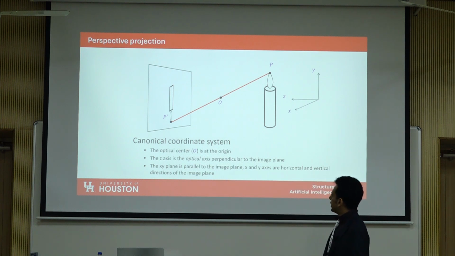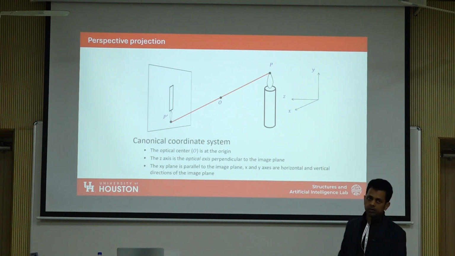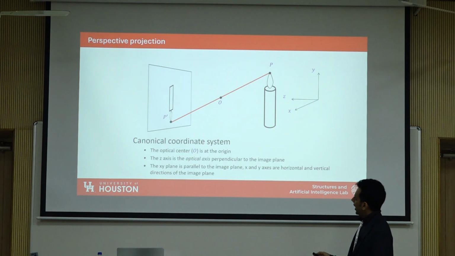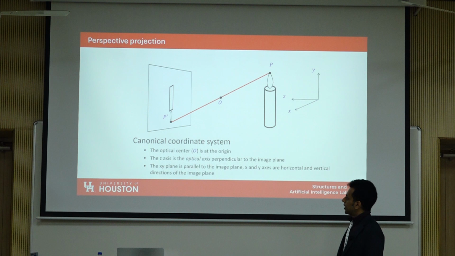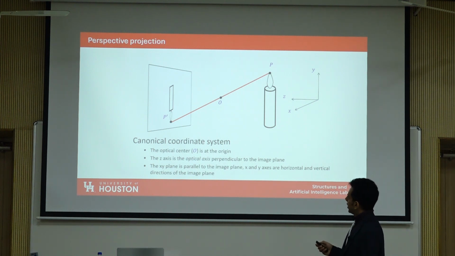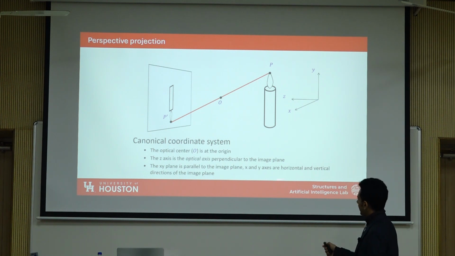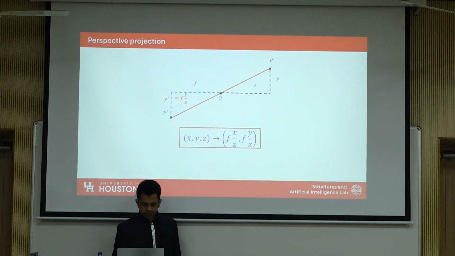Now let's look at some interesting parts of this model. We have what is called the optical center. In this case, the optical center is the location of this pinhole. This is a point through which all the rays intersect. And we also have this z-axis, which is the optical axis. Now that is defined as the axis that is perpendicular to the image plane. And we have the image plane itself, which is the xy plane. And the x and y axis are the horizontal and vertical directions on that image plane.